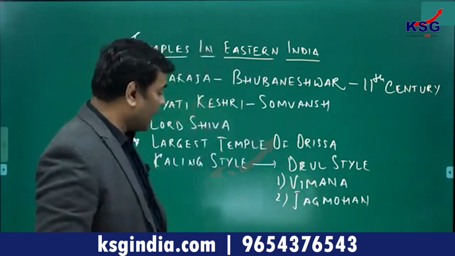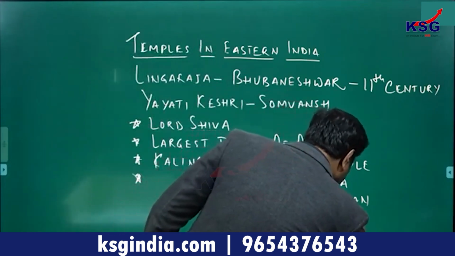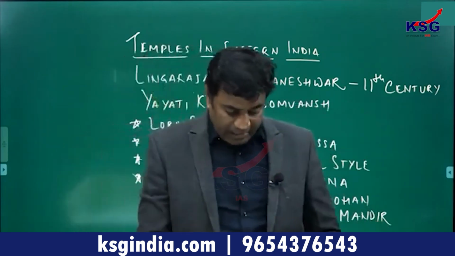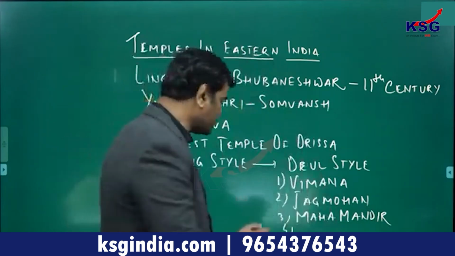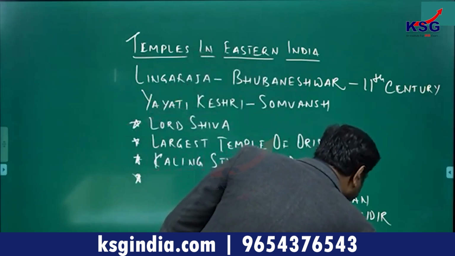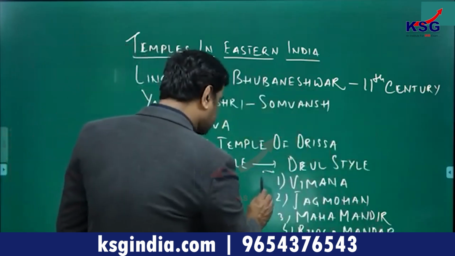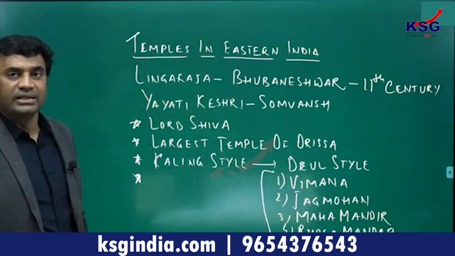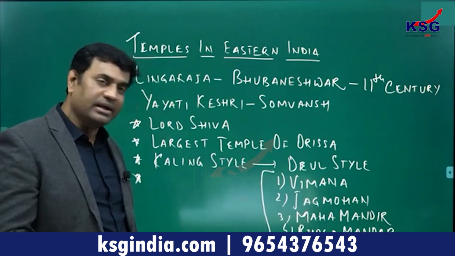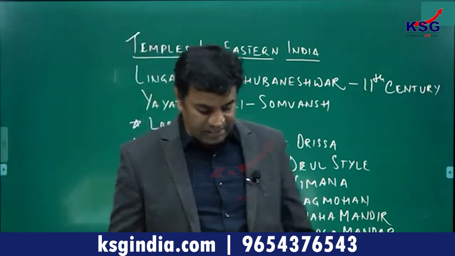Then the third component is the Mahamandir, the main mandir, followed by the fourth component, Bhog Mandap, the hall of offering where offerings are given to God. So these are the 4 important features of the Deul style or Kaling style: a large Viman on the Garbhagriha, the large assembly hall Jagmohan, the main hall Mahamandir, and the Bhog Mandap.